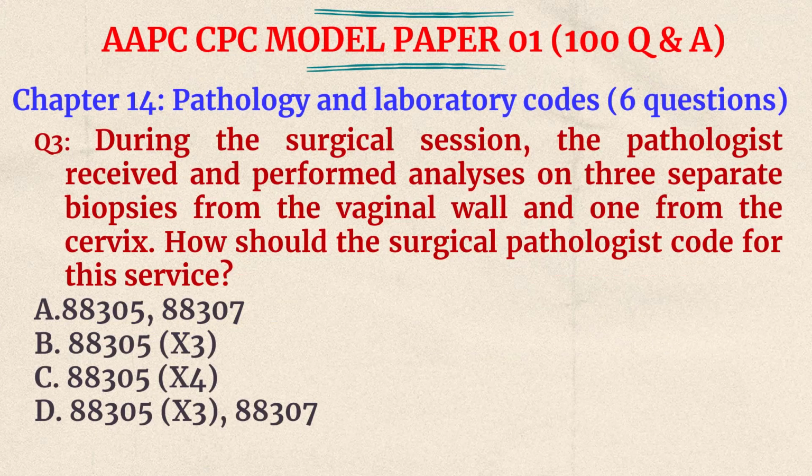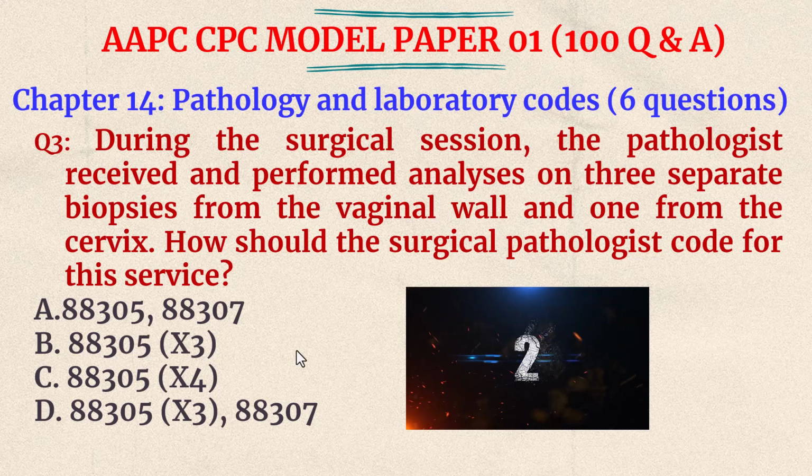Question number 3. During the surgical session, the pathologist received and performed analysis on 3 separate biopsies from the vaginal wall and 1 from the cervix. How should the surgical pathologist code for these services? So there are 4 answers. All answers are similar: 88305 and 88307. So please pause the video, take your CPT code book and find the answer.